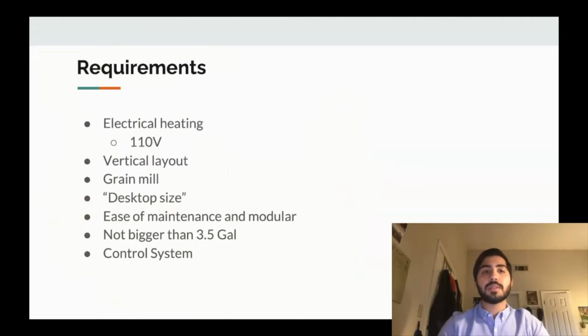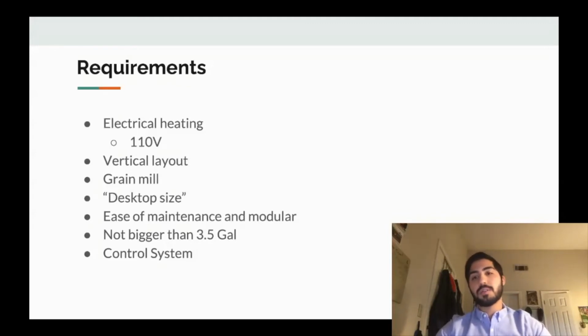Some of the requirements that the professors gave us is that it must be electrically heated, no larger than 110 volts, so the standard outlet that you find in any household. It must have a vertical layout since it's going to be on a countertop for the lab. It must have a grain mill in order for the students to be able to manipulate the grains that go into making a beer. It must be desktop size as mentioned before, because students must be able to do it on the lab countertop. It must be easy to maintain and modular.